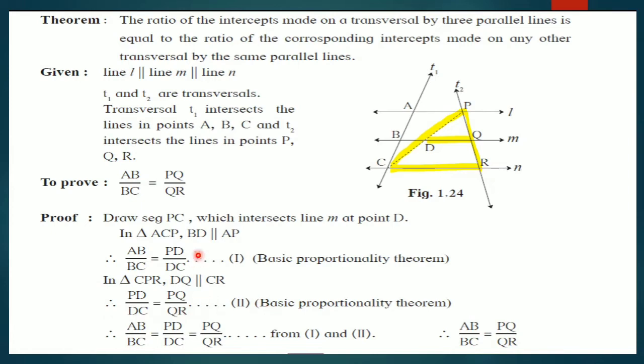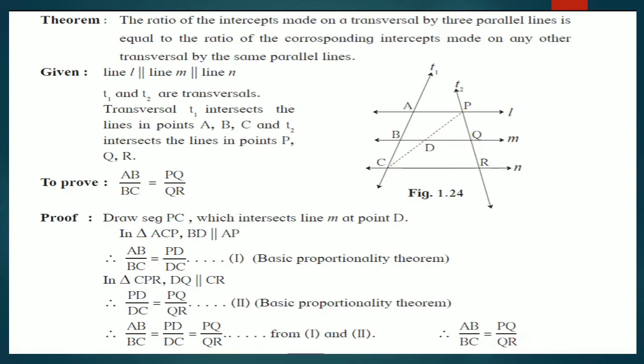Now, if you compare the first and second points, then we have a common factor, that is, PD upon DC. Hence, AB upon BC is equal to PQ upon QR. So from 1 and 2, we have AB upon BC is equal to PD upon DC is equal to PQ upon QR. But we just need this part, so we just write it: AB upon BC is the same as PQ upon QR. And hence the proof is done. Okay, so first let me erase all.